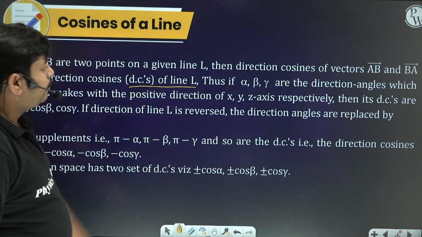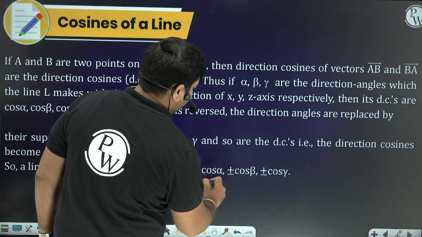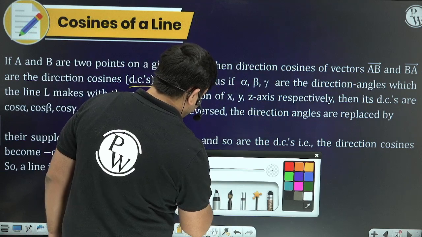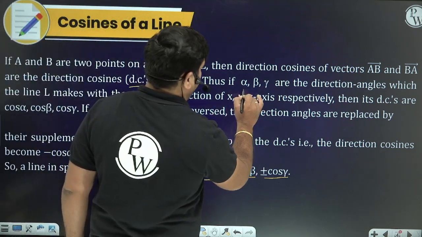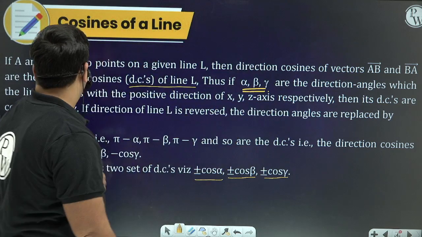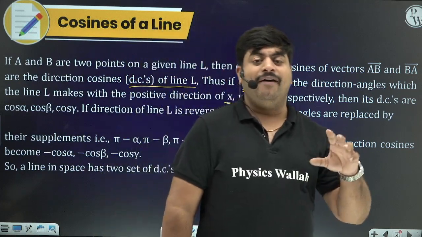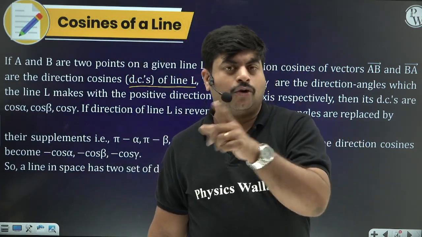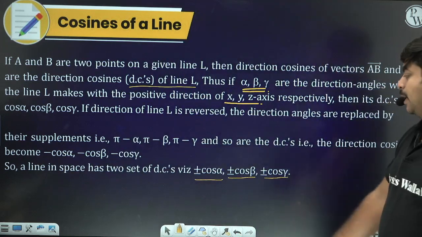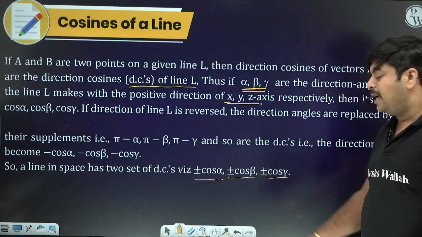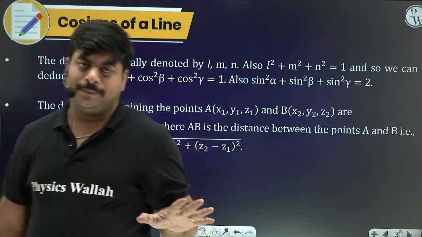A line in space has two sets of DCs: plus or minus cos alpha, plus or minus cos beta, and plus or minus cos gamma. These alpha, beta, gamma are the directional angles which line L makes with the positive direction of the x, y, z axes respectively. So we have the directional cosines cos alpha, cos beta, cos gamma, or minus cos alpha, minus cos beta, minus cos gamma. If you keep negative, keep it for all. Don't keep positive cos alpha, negative cos beta, positive cos gamma. Keep positive for all or negative for all. So we have two sets of DCs for a line.